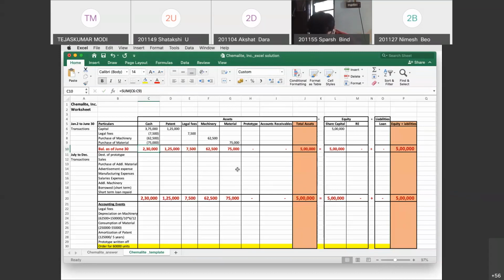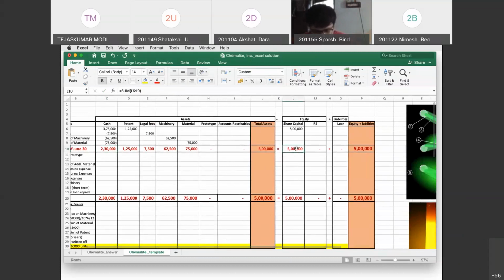Wonderful. So this is where we stand after the first 6 months. And this answers the question because that person is not an accounting guy, not a business person. She is like, from 375,000, why it is 230,000? Because the money has been used to purchase assets. So as you can see, the capital of the business is 5 lakh rupees, out of which 1/4 is with Alexander, 3/4 is with the remaining relatives and friends, those who have invested in this company. And this 5 lakh is made up of 2 lakh 30,000 cash, 1 lakh 25,000 patents, 7,500 legal fees, 62,500 machinery, and 75,000 material. So all these are invested into all these assets. 5 lakh is invested into all these assets.